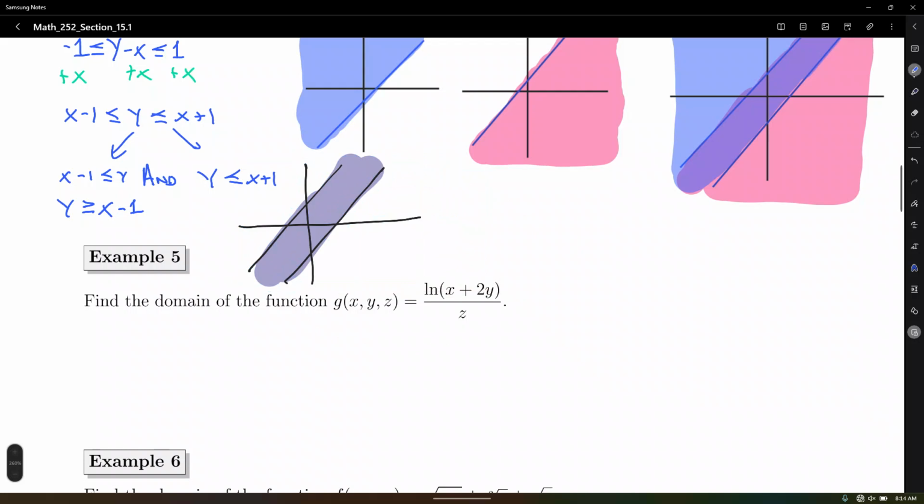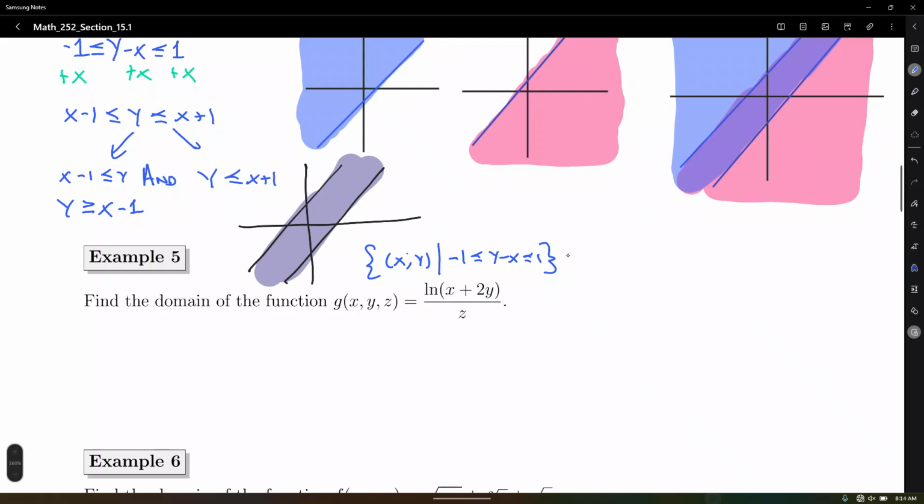So, for instance, number one, the domain is all the ordered pairs x, y such that, you can just copy and paste the initial inequality, that is, -1 less than or equal to y minus x less than or equal to 1, right? That is our domain in set builder notation. Well, is there another one?